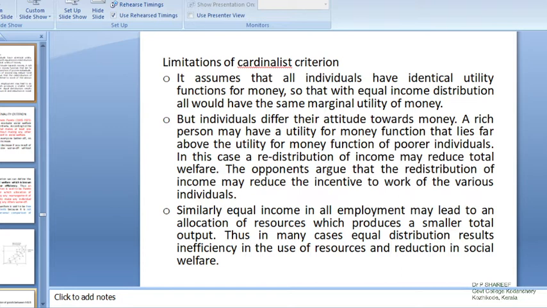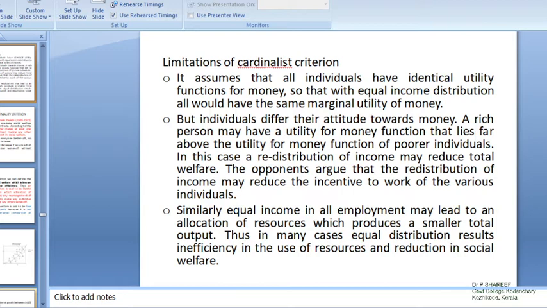A rich person may have a utility of money function that lies far above the utility of money function of poor individuals. He may be a risk taker. Individuals differ. Some individuals behave like risk takers, some are risk averters, some are risk neutral in behavior. In this case, a redistribution of income may reduce the total welfare. The opponents also argue that the redistribution of income may reduce the incentive to work of the various individuals.